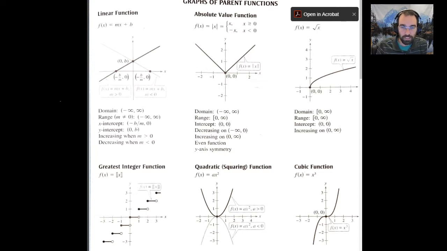Think of it more like an open circle. That's better. So if I had an open circle on a graph, that is a parenthesis. If I had a closed circle on a graph, that is a bracket.